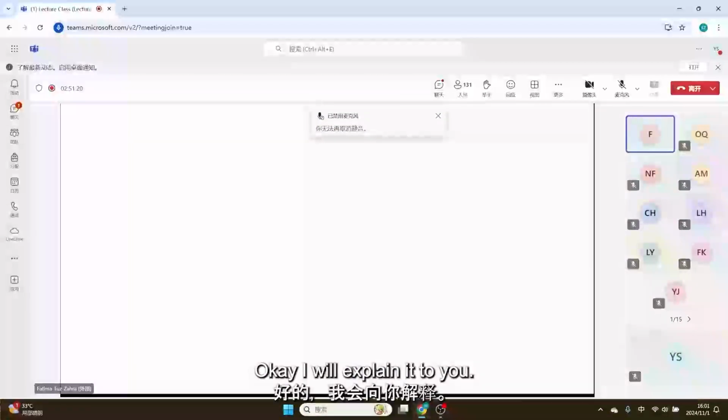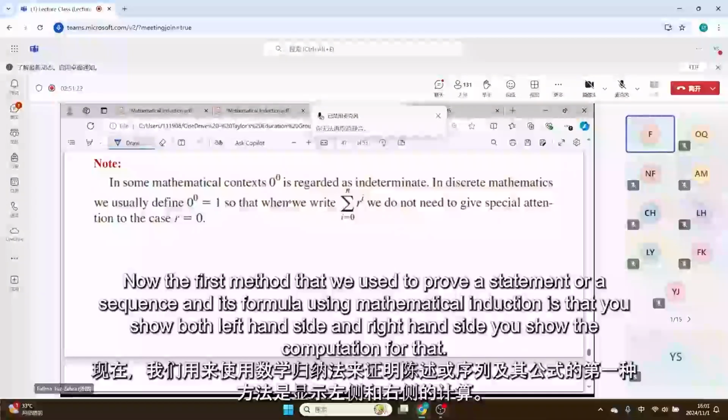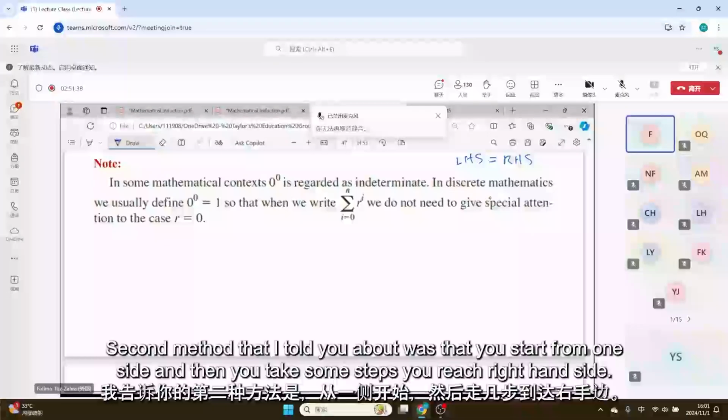Okay, I will explain it to you. Now, the first method that we used to prove a statement or a sequence and its formula using mathematical induction is that you show both left hand side and right hand side. You show the computation for that. The second method that I told you about was that you start from one side, take some steps, and reach the right hand side.